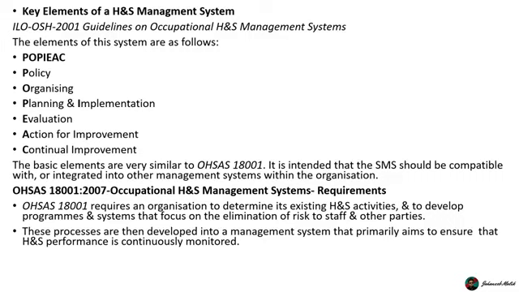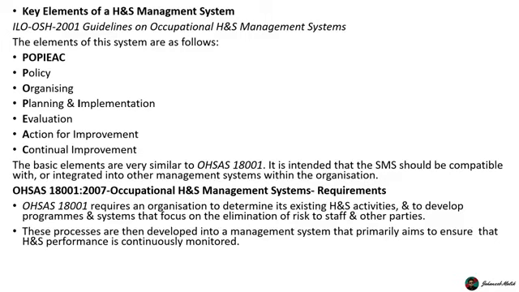ILO's 2001 guidelines on occupational health and safety management system, the elements of this system are as follows. So what are those elements? POP, IEAC. I have written this so that you can easily memorize them in sequence. POP, IEAC. So what is P? Policy, organizing, planning and implementation, evaluation, action for improvement, and continual improvement.